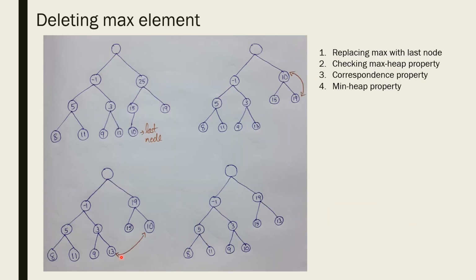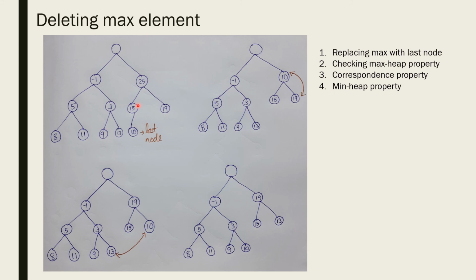Okay, here I've just included an example of deleting a maximum element, and here I just summarize the steps. First, you have to replace the maximum element with the last node, then check the max heap property, then the correspondence property, then the min heap property. So we'll just see it in the example.